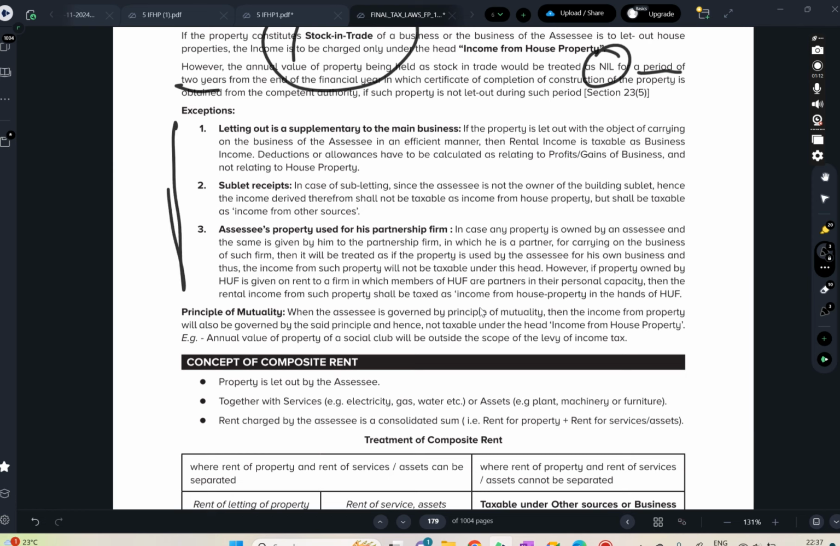And this is just to read. You can read it. It's not that important, and also it does not directly affect your question.